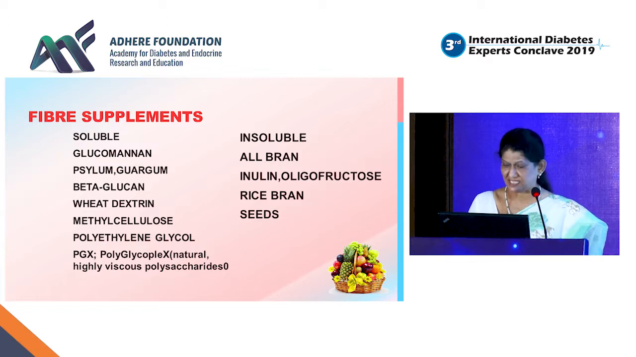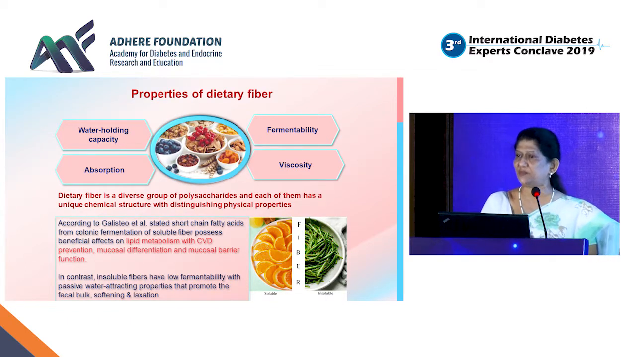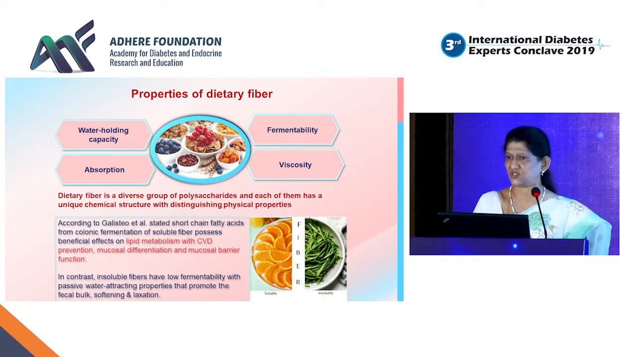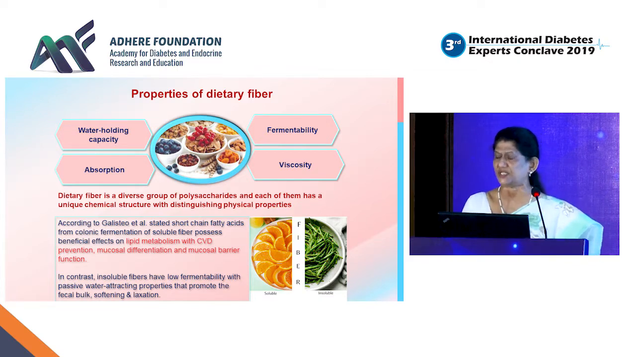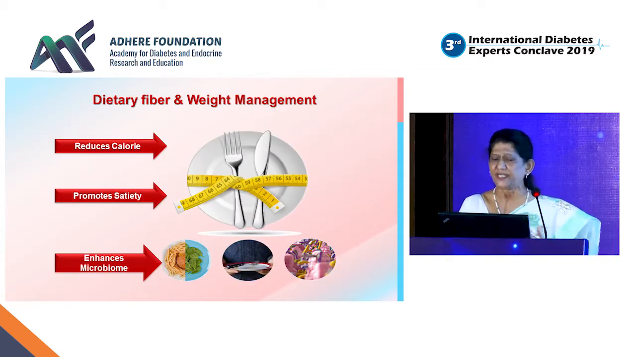affecting many diseases. So the most important properties of dietary fiber are 4 main properties: water holding capacity, the absorption, the fermentability, and the viscosity. These 4 properties change our gut flora and have an inverse relation with many diseases. So weight management, when we look at it, reduces the calories, promotes satiety, and enhances the microbiome.